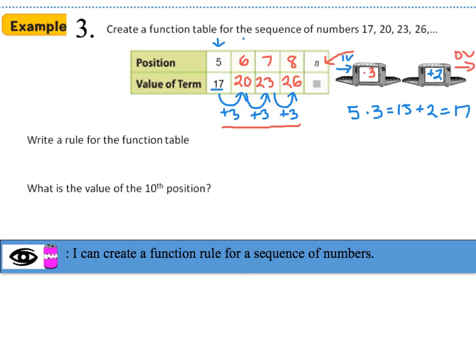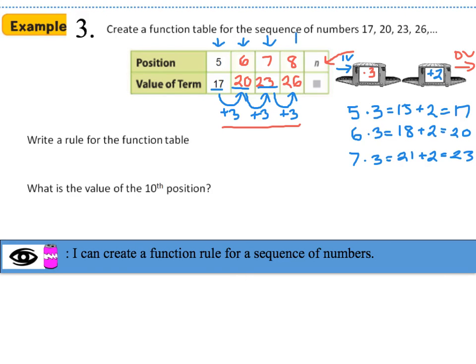Let's take the 6th position and place that into the machine. So 6 times 3 gets me 18. But it's still in the function machine, and it has to add 2 to it, so now 18 plus 2 gets me 20. Notice that's the value of term that I have. Let's take the next position, which is 7, place it into the function machine, so 7 times 3 gets 21. But it has to continue to go inside of the function machine by adding 2, and I get 23. So I've got 23 here.